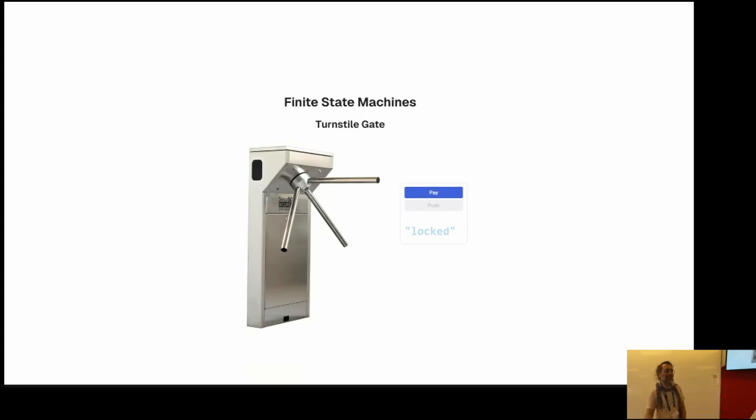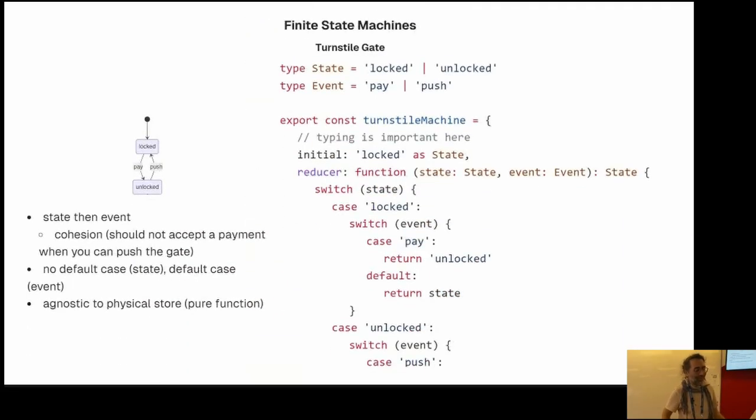So here is another example of a finite state machine. It's a turnstile gate. So now it's in the state of locked, and I pay, and it's in a state of unlocked. Extraordinary. We're doing great things this morning. So we have the diagram in case you don't understand how that turnstile is working. Very helpful.